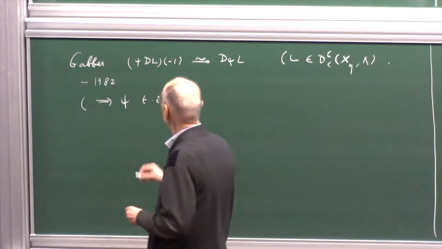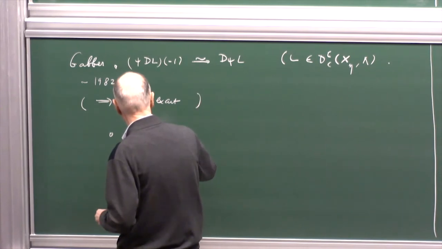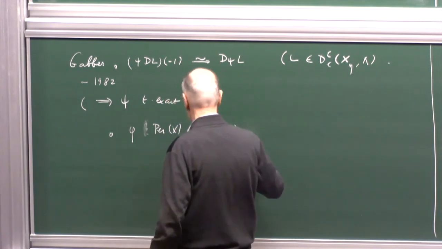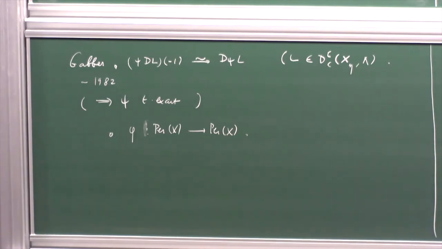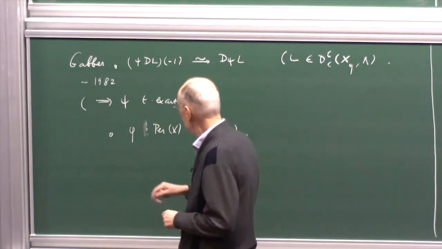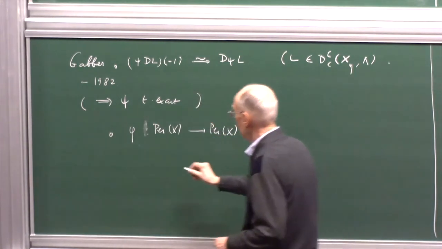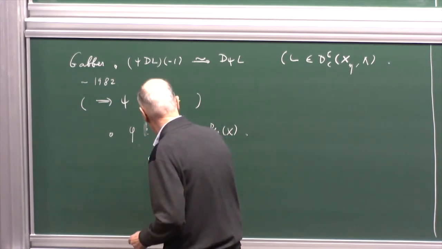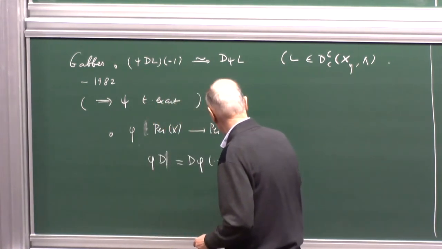Gabber also proved that Phi sends perverse sheaves on X to perverse sheaves on X. It's not a trivial consequence of the first result. It requires a subtle dévissage. And that raises the question whether Phi is in fact t-exact. Or, in other words, if Phi commutes with duality up to some twist, perhaps.